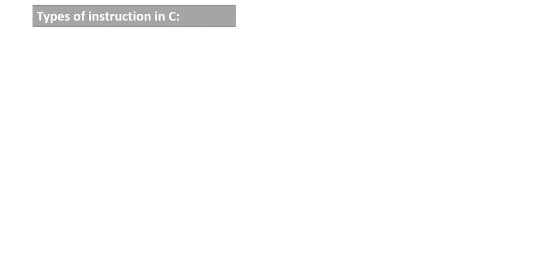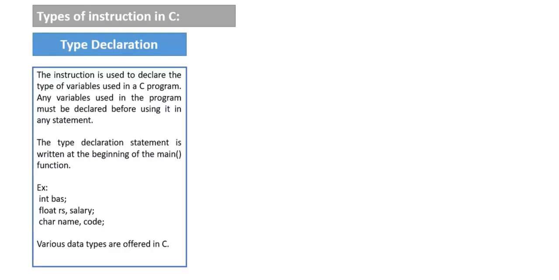The very first is the type declaration instruction. These instructions are used to declare the type of variables used in a C program. Any variable used in the program must be declared before using it in any statement. A declaration statement is written at the beginning of the main function.